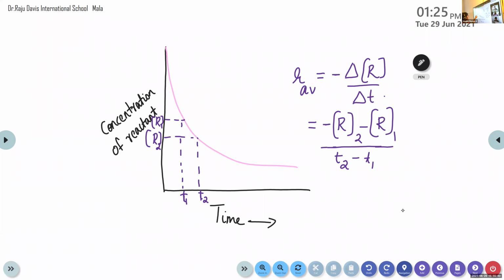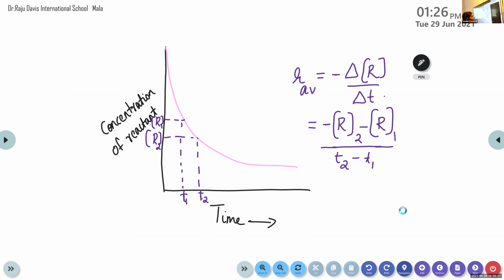Okay, so from this graph we can write the rate of a chemical reaction from the difference between the concentration of these two reactants divided by the difference between the time interval. Similarly, we can also find out the instantaneous rate of a chemical reaction. Is this clear about the average rate of a chemical reaction from this graph?